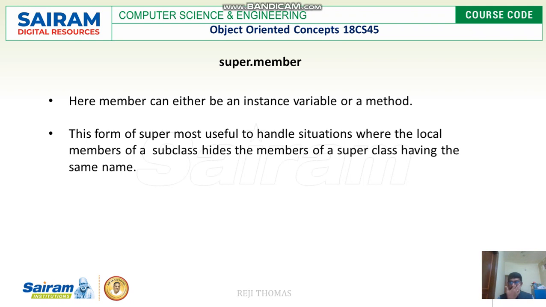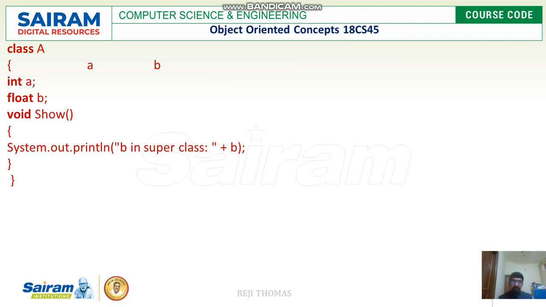To access a super member or a member in a superclass, we can use this super. So this is the syntax for this. You have to give the super then the member name. The member can be either an instance variable or a method. So please remember, when I say a member of a class, it can be an instance variable or a method, right? So let us see a small example where we are going to access a member in the superclass.